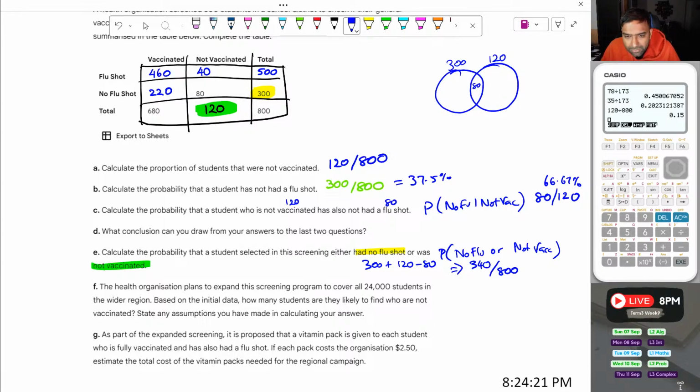Looking at question F, how many students are likely to be found who are not vaccinated? Not vaccinated was 120 out of 800. So 120 out of 800 multiplied by 24,000 should give us how many students we're going to get. So it's 0.15 times 24,000. That actually gives us 3,600 students.